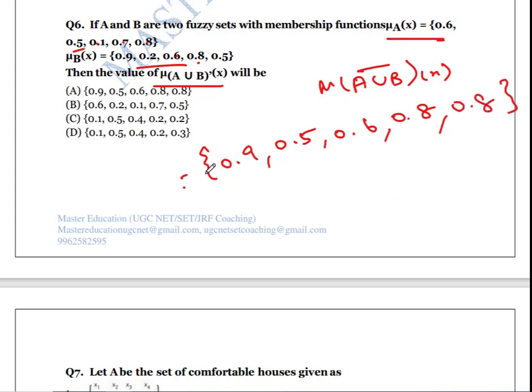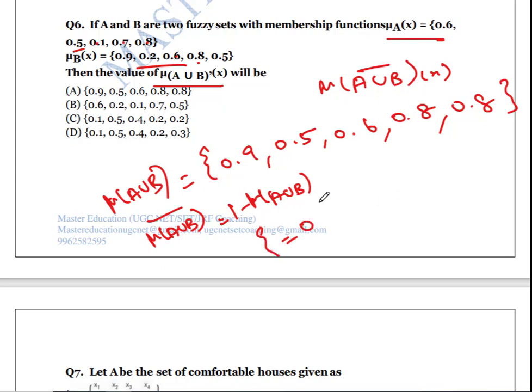So here you have to subtract. So this is mu of A union B. So mu of A union B the whole dash equals 1 minus mu of A union B. So we have to subtract from this. So 1 minus 0.9 is 0.1, 1 minus 0.5 is 0.5, and then 0.4, 0.2, 0.2. So the answer will be 0.1, 0.5. So option C is the correct answer.